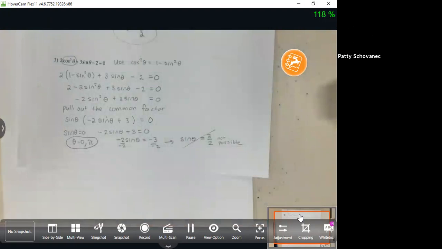How's your factoring? That could be trouble. Let's see. Hey, look, there's more on back. Why don't we do more?